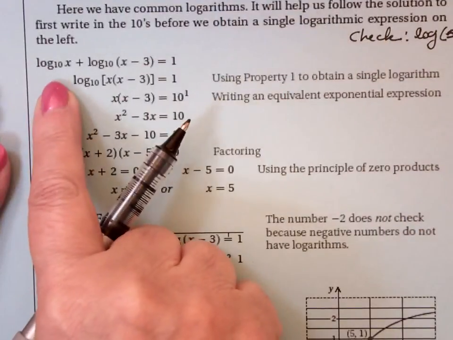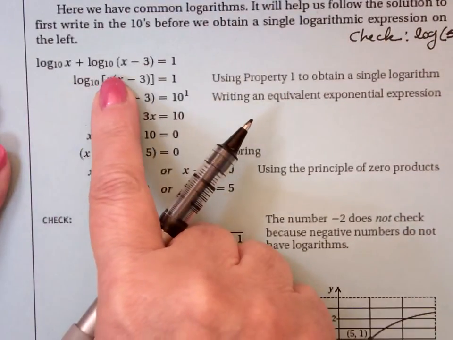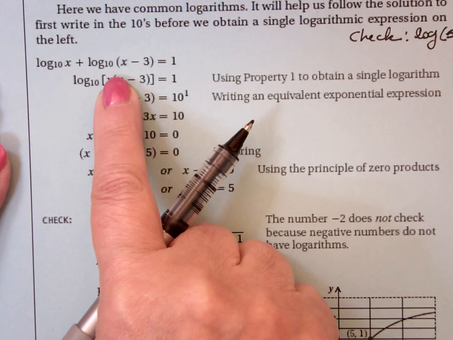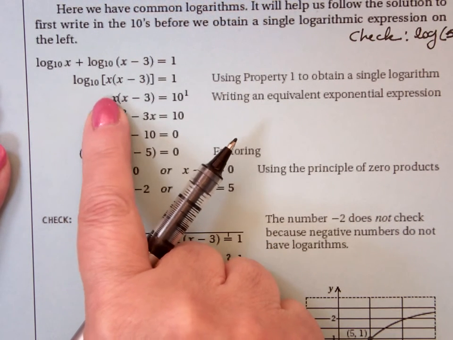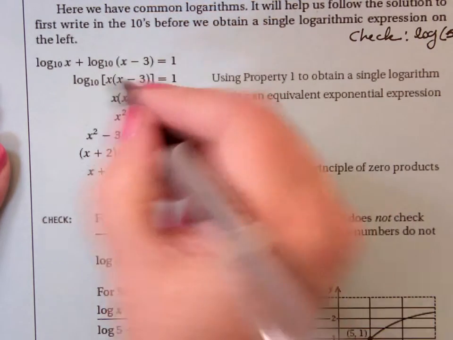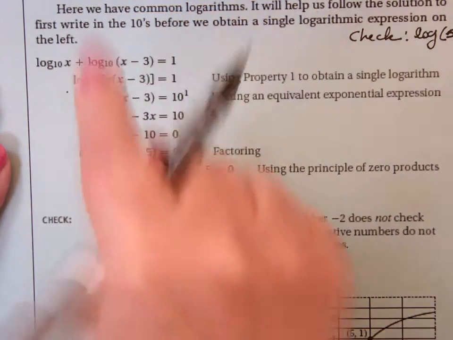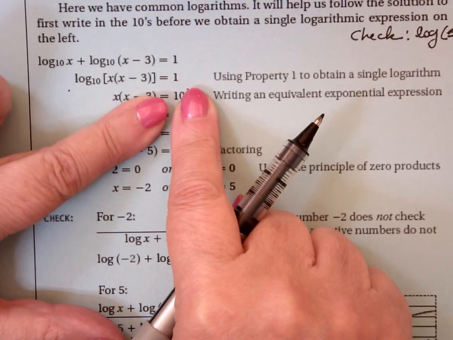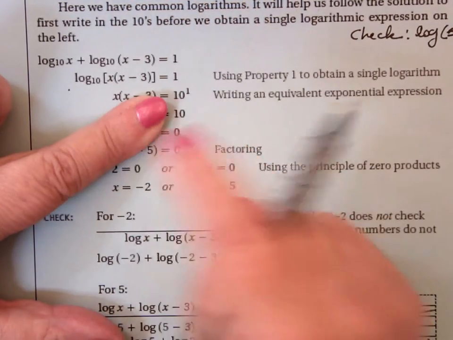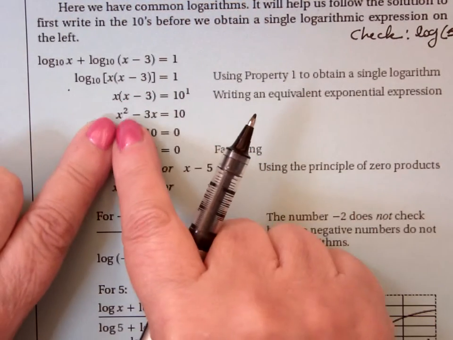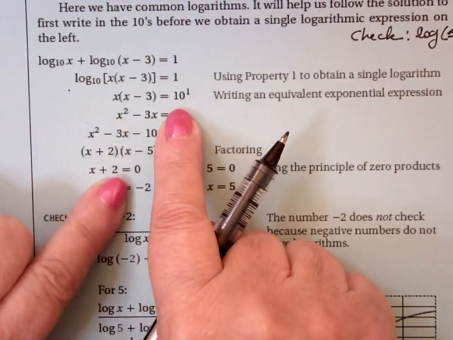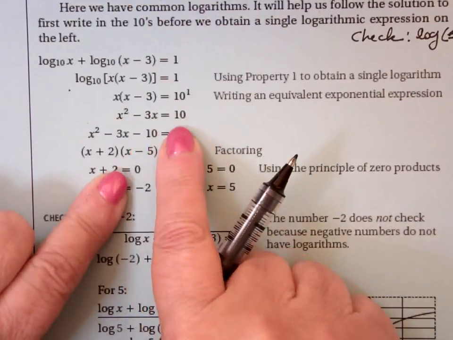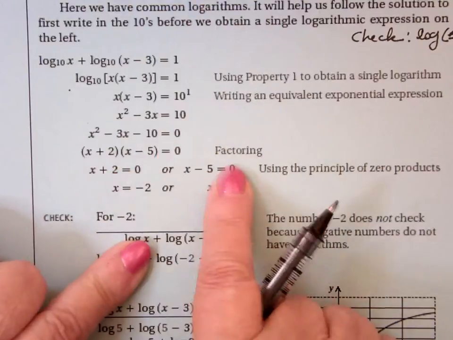So if I have the log of x plus the log of x minus 3, properties of logarithms says it's the log of x times x minus 3 equals 1. Now this looks like the ones that we worked previously. You can rewrite it into exponential notation, so x times x minus 3 is equal to 10 to the 1. Now I've got a quadratic, and then you factor and solve.